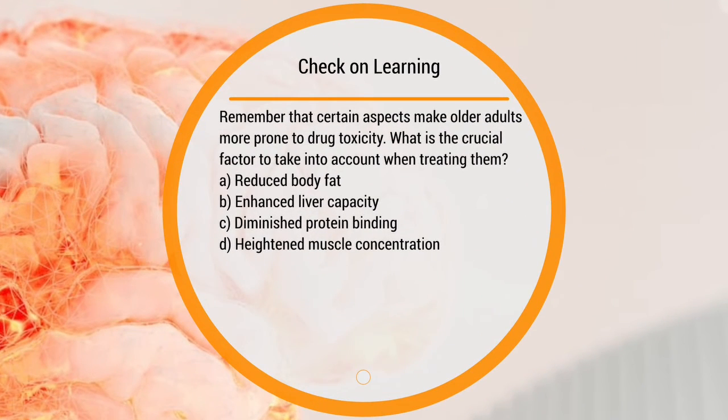So, check on learning. Remember that certain aspects make older adults more prone to drug toxicity. What is the crucial factor to take into account when treating them? Is it A, reduced body fat? Is it B, enhanced liver capacity? Is it C, diminished protein binding? Or D, heightened muscle concentration? Which one of those goes along with older adults?